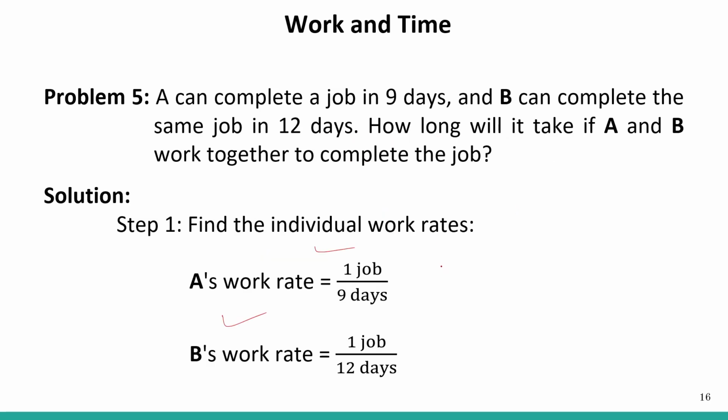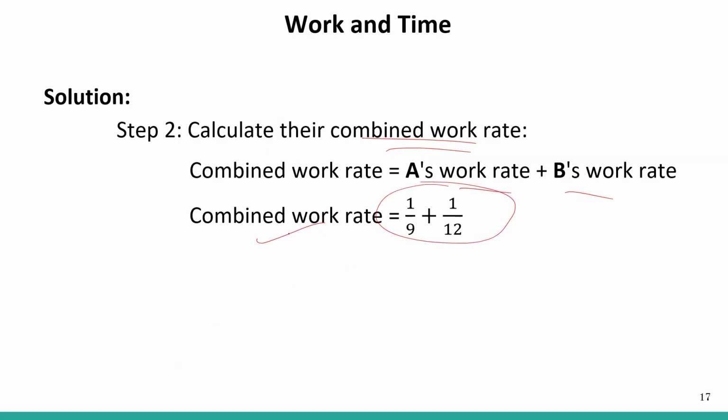Okay, so let's review the question again. If A can complete the job in 9 days only and B can complete the same job in 12 days, they both have different work speed or work rate. So how long will it take if A and B work together to complete the job? First we figured out A's work rate and B's work rate individually. Then we sum them up to find the combined work rate, right?